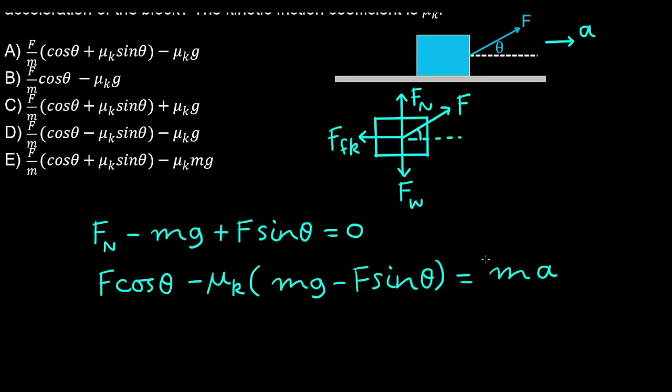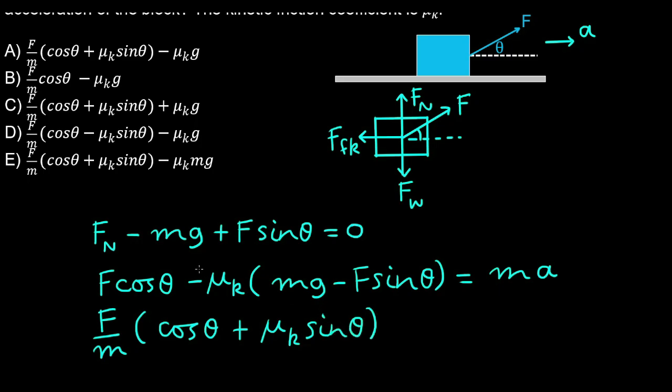And now if we divide through by m and factor out the force, we have F on m times cosine theta plus mu k sine theta, minus mu k mg on m, so that would be minus mu k by g. And that's equal to the acceleration of the block. So the correct answer is A.